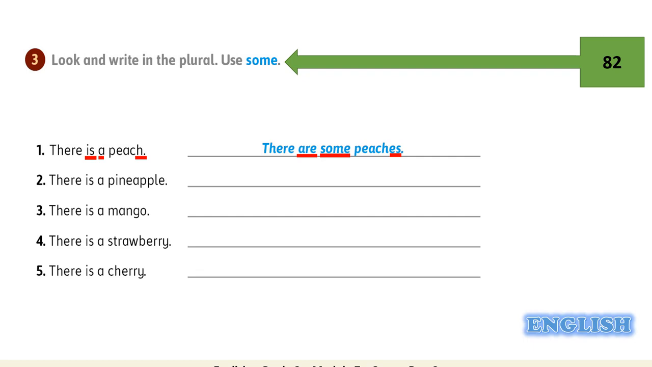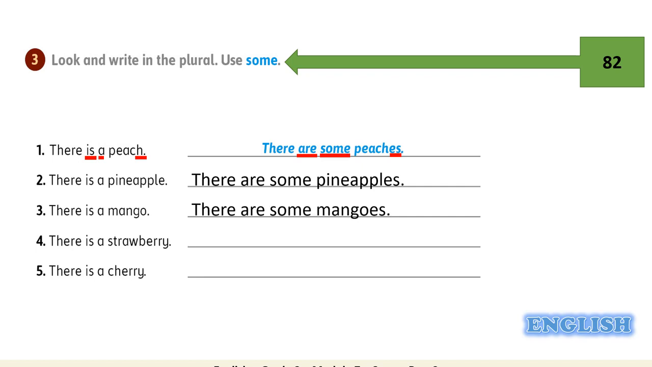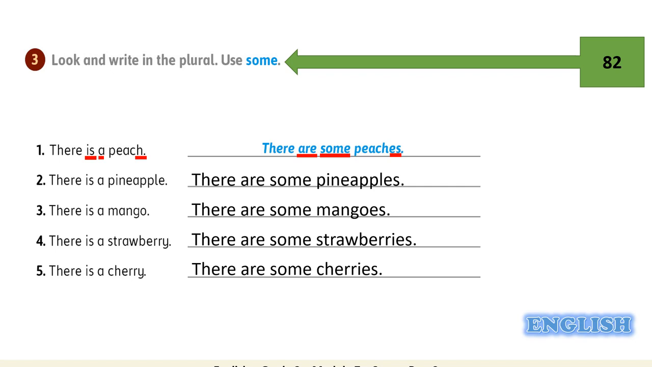Can you do the sentences from 2 to 5? I am sure you can. Pause the video, please, and try to do it. I will show you the answers now. Number 2. There are some pineapples. Number 3. There are some mangoes. Number 4. There are some strawberries. Number 5. There are some cherries. Check your spelling. I am sure you got them all right. I'm very proud of you. Here's your star.